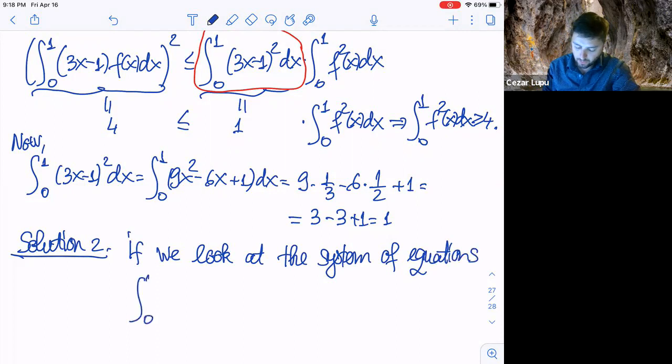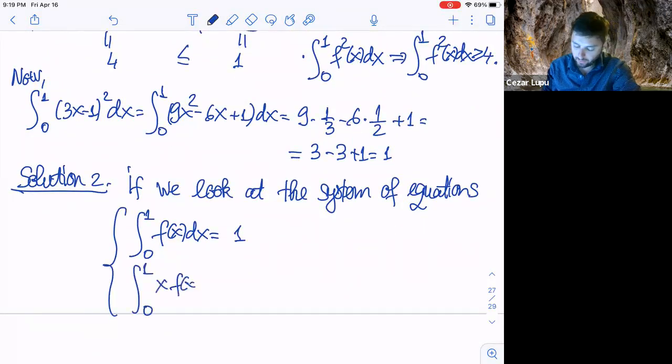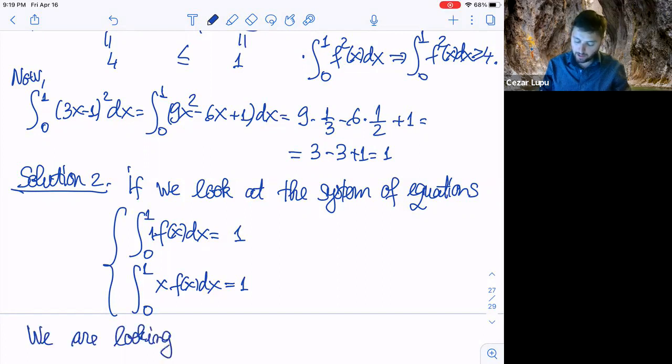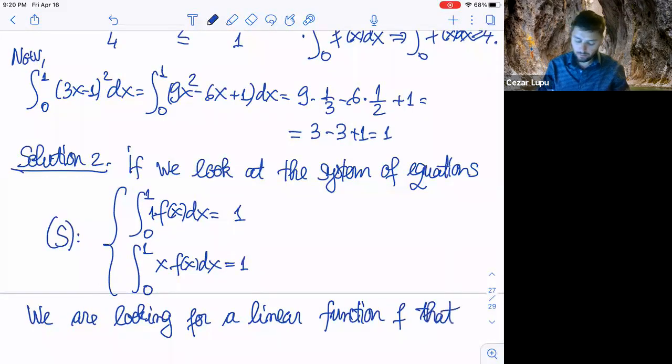so let's say the integral from 0 to 1 of f of x dx is 1, and the integral from 0 to 1 of x times f of x dx is 1. Right? Maybe the best way to approach this: as you can see, I have a combination of polynomials there. Here is the 1, and here is x. So maybe I should see what kind of polynomial this system of equations satisfies. In other words, we are looking for a linear polynomial, or a linear function, that satisfies S.